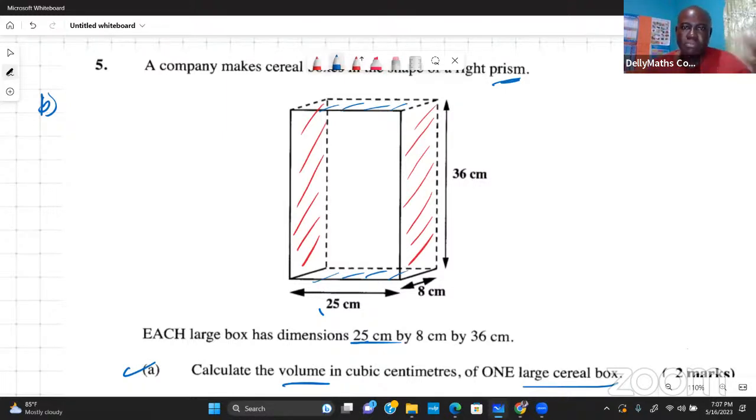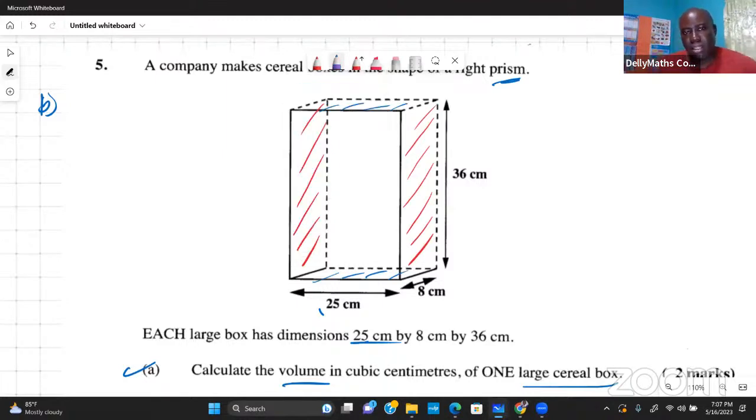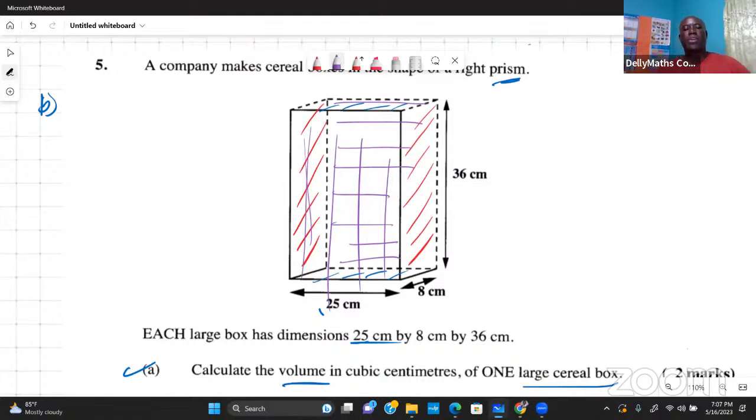Also, let me see if I could pick another color, might help a little bit. This one at the back, all the way at the back, it is actually a 25 by 36. It has a twin on the front. All right. So what we're going to do is to put together only 3 sets of measurement and double. 3 sets, and we're going to double.